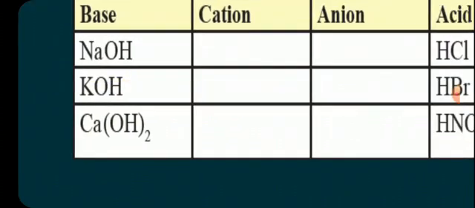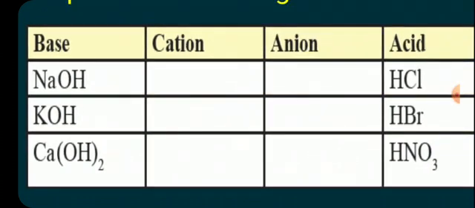Sodium hydroxide NaOH has cation Na plus and anion OH minus. Cation is a positively charged ion and anion is negatively charged ion. In potassium hydroxide, K plus is cation and OH minus is anion. In calcium hydroxide, Ca2 plus is cation and OH minus is anion.